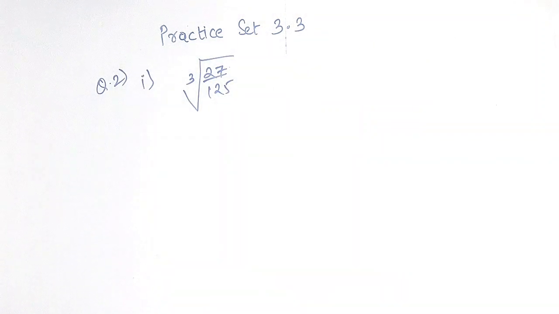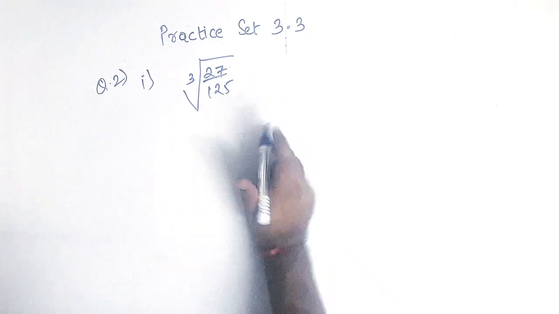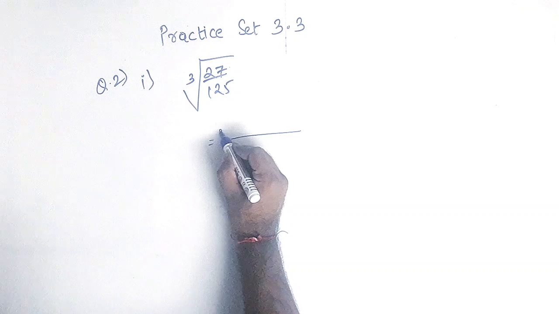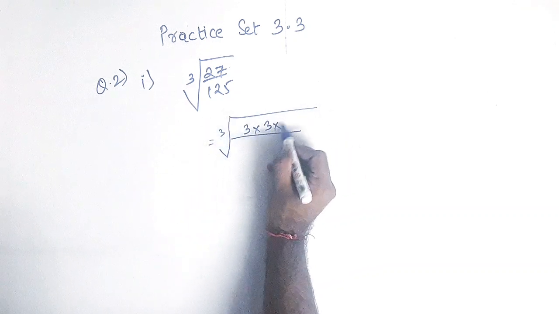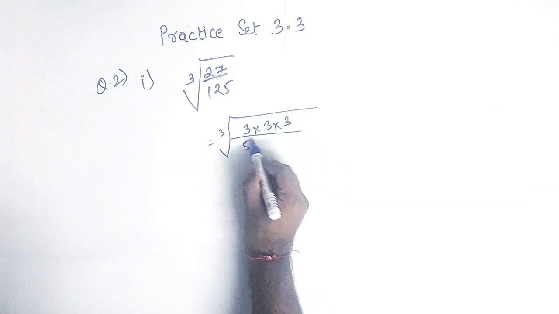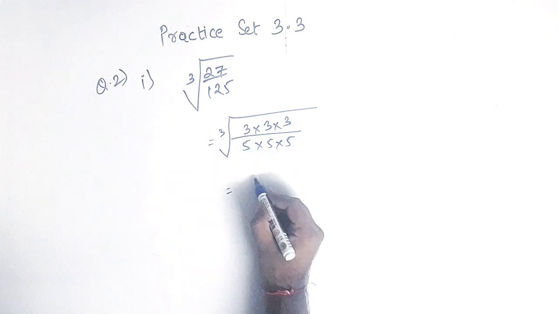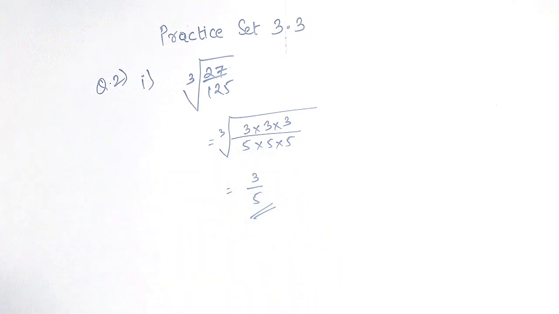So in question number 2, what is given is in fraction form. We have to find the cube root of 27 upon 125. So it is very easy. First I'll write the factors: 3 into 3 into 3, and 125 is 5 into 5 into 5. So very simple, 3 3's will become 1 3 and 3 5's will become 1 5. This is your answer, which is very simple.